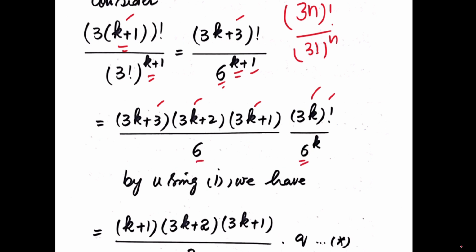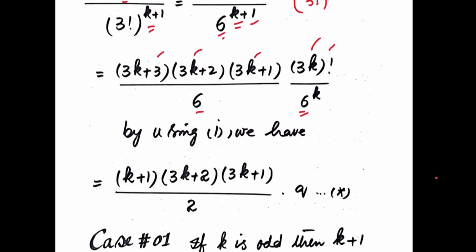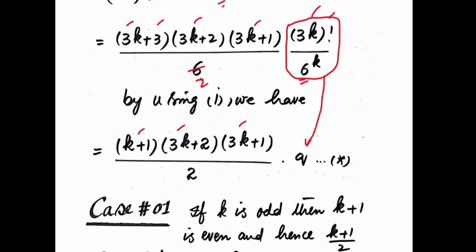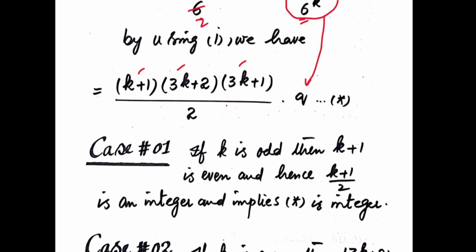Now by using the supposition, this fraction is equal to integer q. So replace this with q. Now the remaining expression, after taking 3 common from here and cancelling that 3 with 6, we have 2 here. This becomes (k plus 1)(3k plus 2)(3k plus 3) over 2, times q. Say this is star. Now in star I have to show that this is an integer.